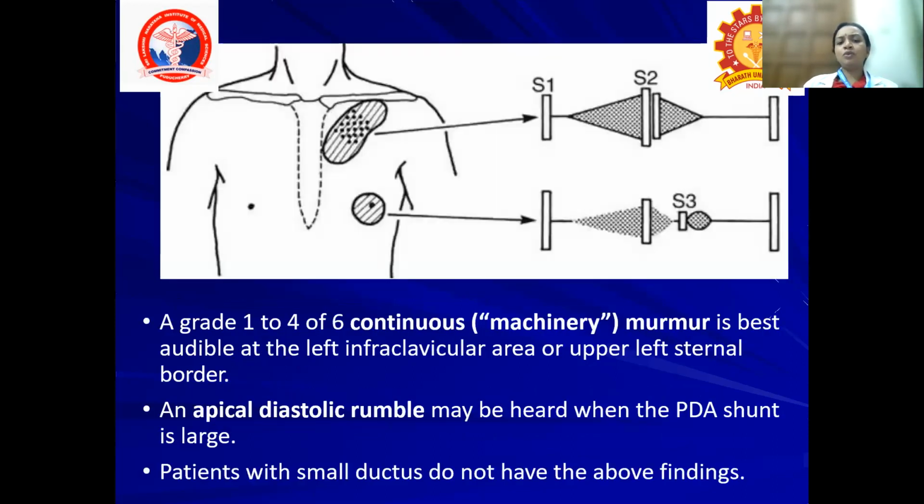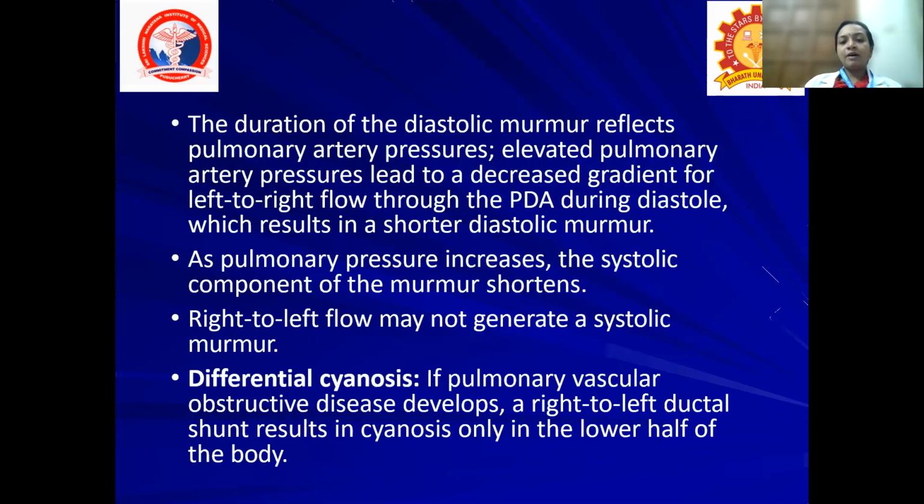A grade 1 to 4 of 6 continuous machinery murmur is best audible at the left infraclavicular area or upper left sternal border. At the apex, a diastolic rumble may be heard when the PDA shunt is large because of the increased flow across the normal mitral valve. Patients with small ductus do not have any of the above findings.